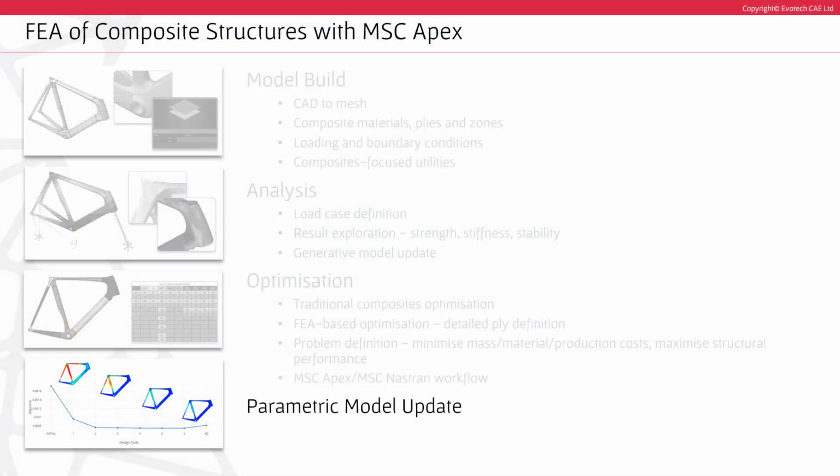So with the optimization model set up and working, we can now look at changes to that optimization model, which involve using a parametric model update. This approach can predict a new optimized model based on changes to the model and/or loading. For this type of structure, a couple of things that we might want to look at might be a change to the applied load levels. So maybe a rider might have a different power output or different weight characteristics, and therefore a change to the structure. And also things like changes to material definition as well.